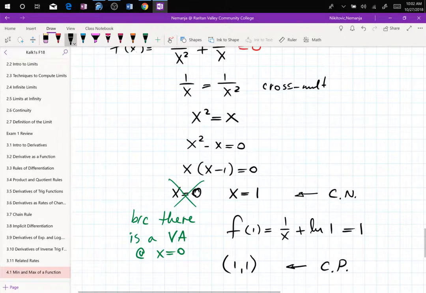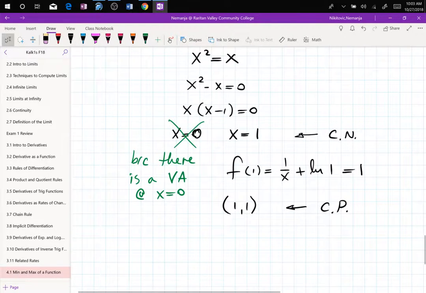Now, do I know if this is a min or a max? Well, right now, I don't, right? I'm not familiar with the function. I'm not sure what this looks like. So the only thing that I can do for now, before we cover 4.3, is to test a nearby value.